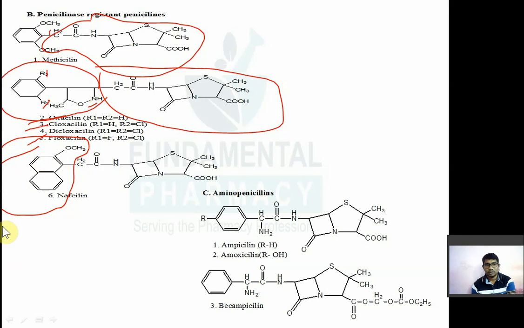So again it is a penicillinase-resistant penicillin. Then amino penicillins. So in that you have ampicillin. So the difference is here only.